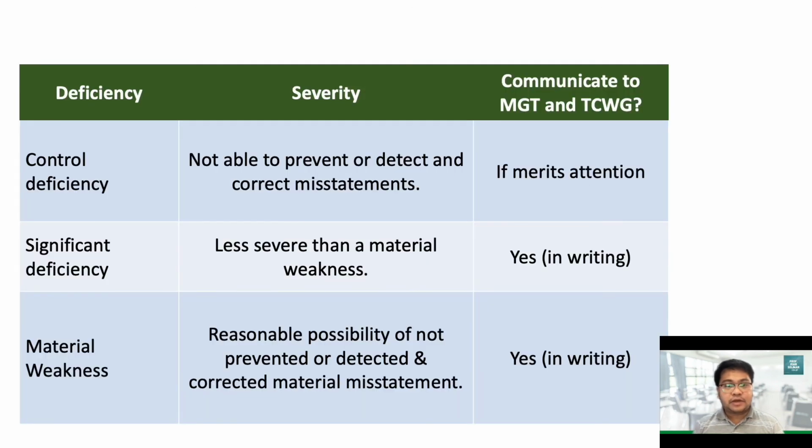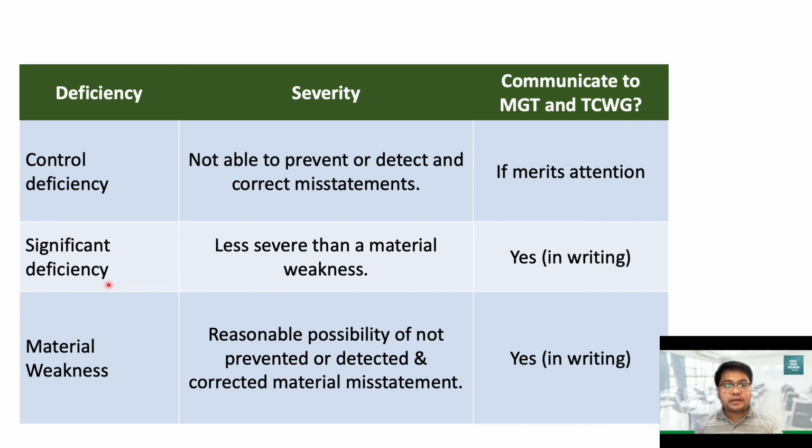So here's the summary of our required response with respect to communication of deficiencies to management and those charged with governance. For control deficiency, that means a specific control was not able to prevent or detect and correct material misstatements. We communicate it if it merits attention, normally to the management.